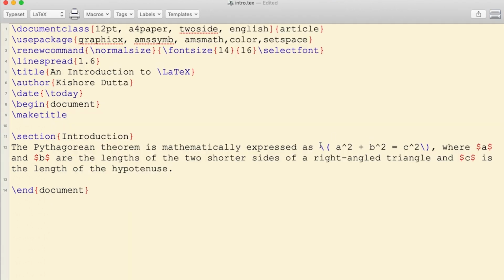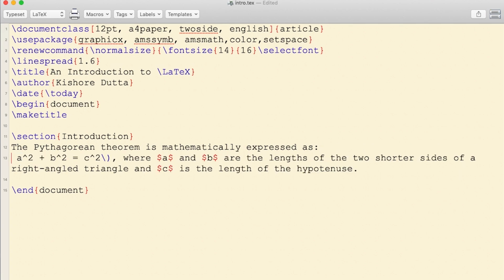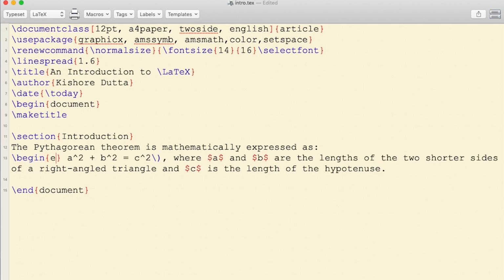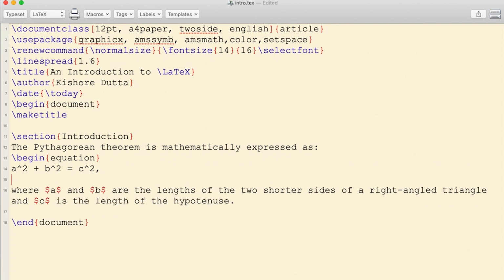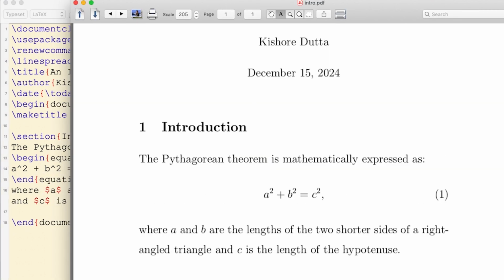Now I want to put a number in the equation. This can be done by using the equation environment available in LaTeX. Let me show this here. I am writing the equation within the equation environment. This shows the equation with a number, a square plus b square equal to c square. So there is a number here, number 1. So this is the equation number generated by the equation environment.